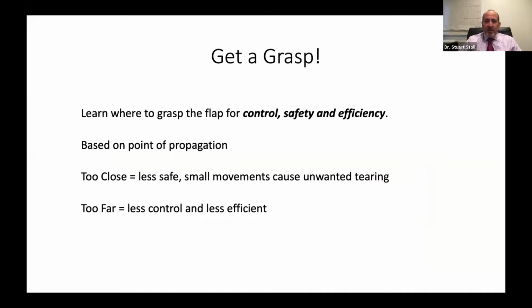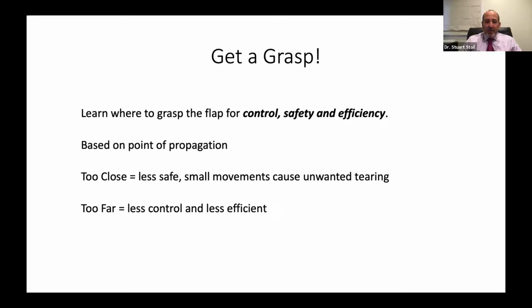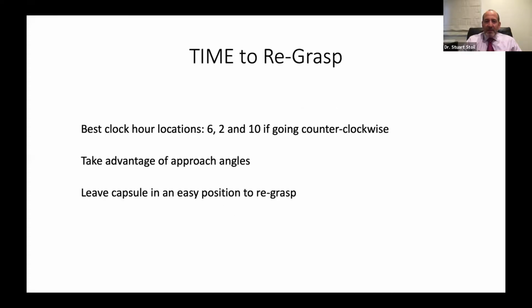I don't think you want to practice a different maneuver the first time with your patient. You need to know where to grasp. I call it getting a grasp. You have to learn where to grasp the flap for control, safety, and efficiency. And it's all based on the point of propagation. If you're too close to that point, it's less safe because small movements are going to cause unwanted tearing. If you're too far away, you have less control and it's less efficient. So you want to grasp appropriately so you can probably get around your capsule in maybe 3 grabs. It doesn't matter. You could grab it 10 times. Nobody cares.